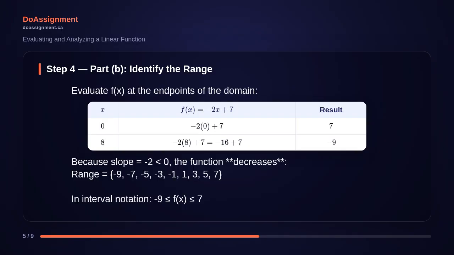To find the range, we evaluate the function at the smallest and largest domain values. At x equals 0, f of 0 equals 7. At x equals 8, f of 8 equals negative 9. Since the slope is negative, the function is decreasing, so the range runs from negative 9 up to 7.